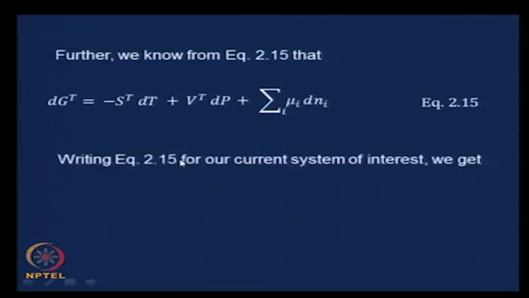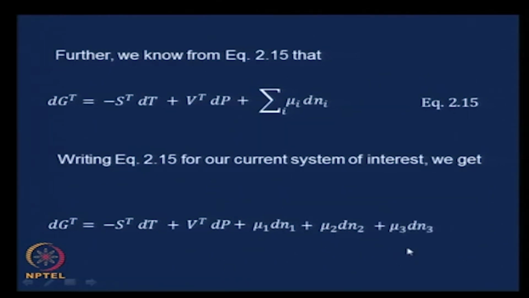And if we write equation 2.15 for our current system of interest, which is the system that consists of that only reaction taking place, we can write dG_t. The first two terms, of course, are minus S_t dT plus V_t dP, and the sum over i of mu_i dn_i is plus mu_1 dn_1 plus mu_2 dn_2 plus mu_3 dn_3. Let us call this equation 6.8.